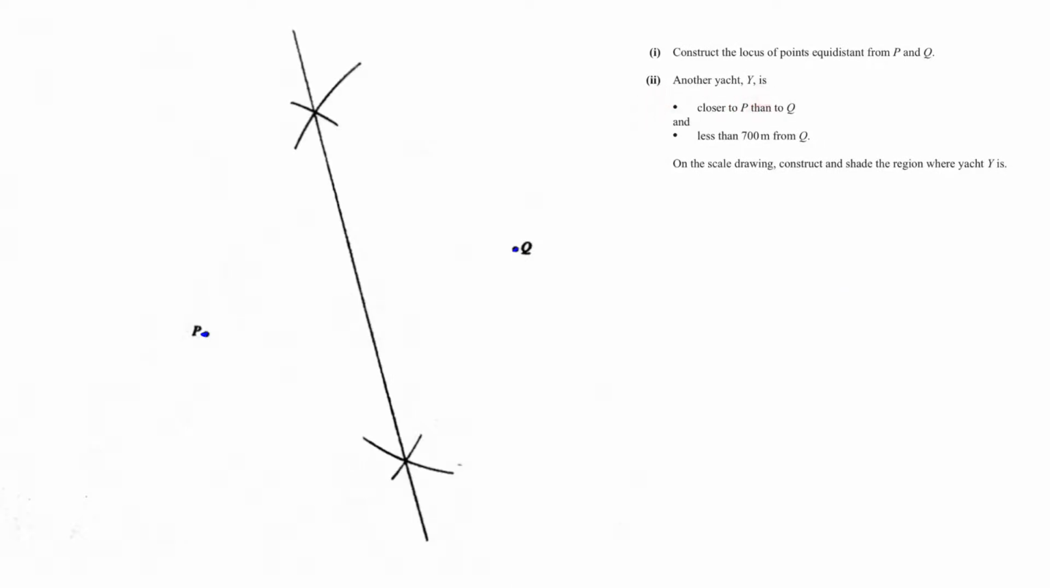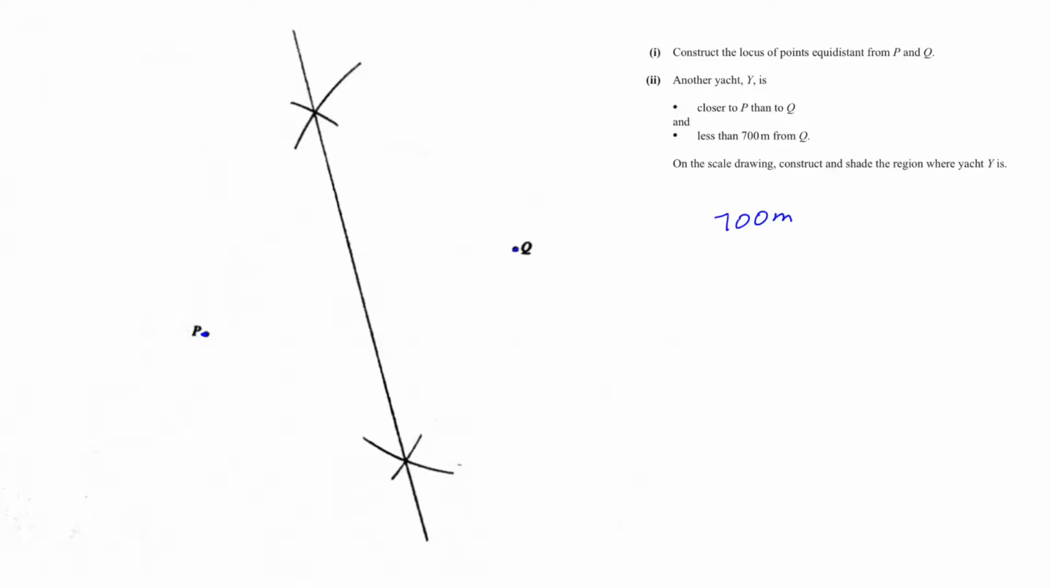Another yacht Y is closer to P than to Q and less than 700 meters from Q. On the scale drawing, construct and shade the region where yacht Y is. Less than 700 meters from Q. Q is a point. It means we have to draw a circle to get the locus of the point. Our radius will be 700 meters.